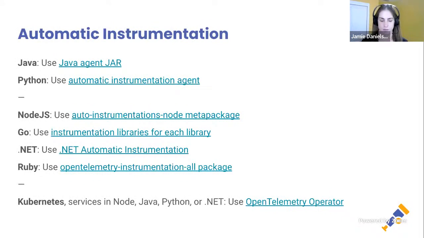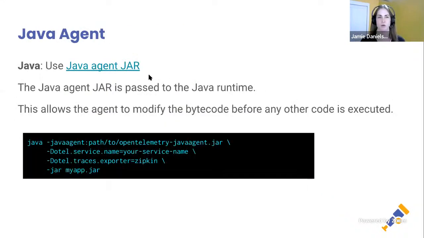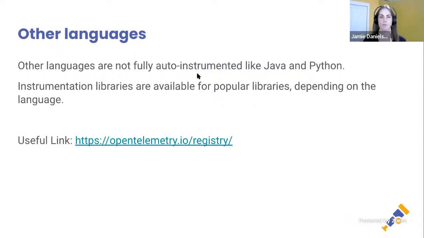Now, for some languages, we have things for automatic instrumentation that are a little bit smoother than others, like Java and Python. They have these nice agents that work. But for most of these other languages, we're going to have these instrumentation libraries available that you add in with these imports, and it lets you wrap some popular packages. We're going to focus on this because we're going to work in Go today. And Go doesn't have one of those agents like Java or Python.